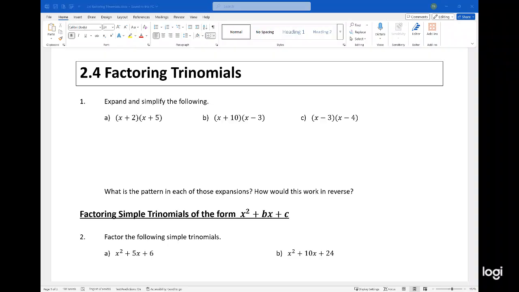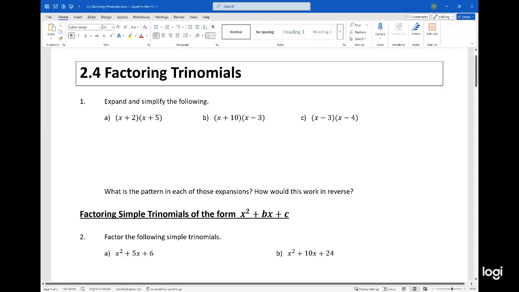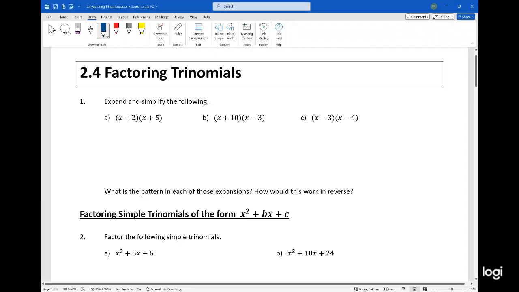So before we get into factoring trinomials, which is basically something x squared plus something x plus something, what I'd like to do is refresh our minds on how expansion works, and we'll expand and simplify these. And I'd really like to look for some common features. So I'll explain what I mean by that once we're actually done expanding here.